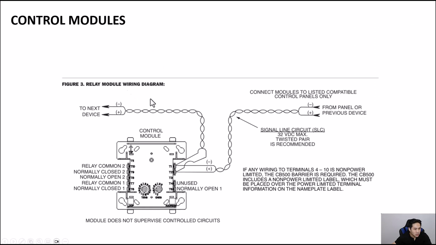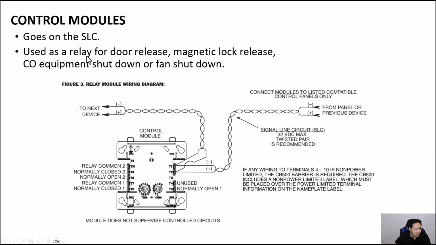And control modules look like this. This basically goes into a standard electrical box, about 4 by 4 inches square, about 2.5 inches in depth. So that's the approximate shape of these control modules. These go on the SLC, which is the signal line circuit on an addressable system, and they're used as a relay for door release, magnetic lock releases, CO equipment shutdown, or fan shutdown, as some things that these can be used for.